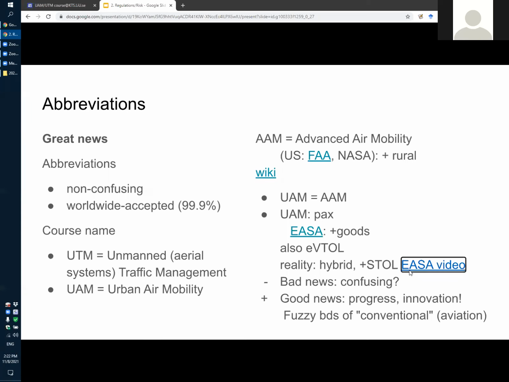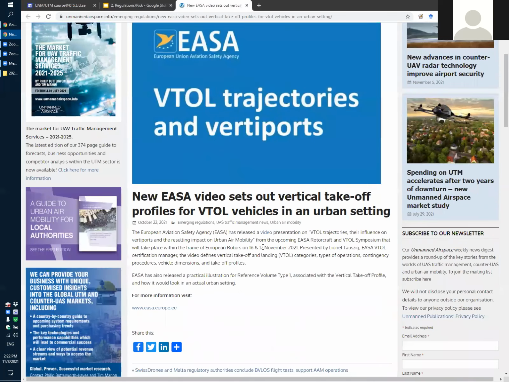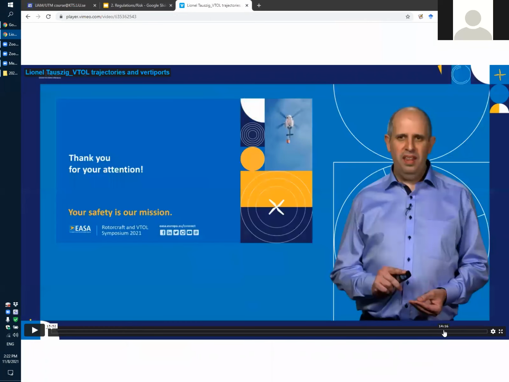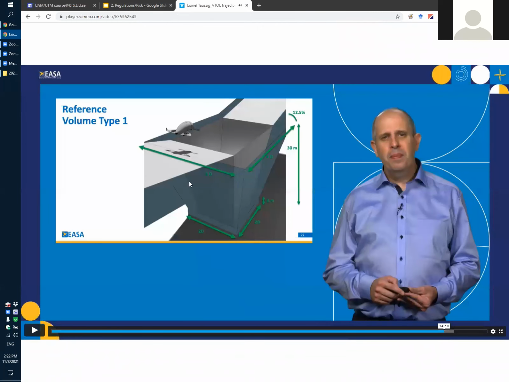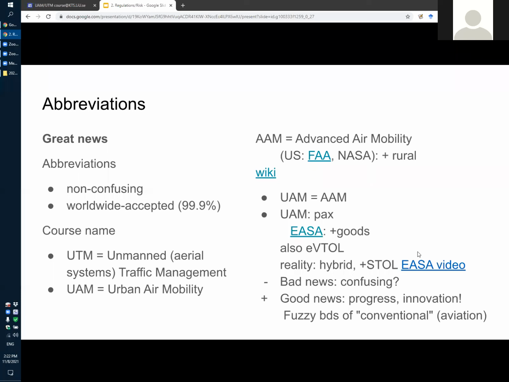And EASA itself produced a video, which I'm not going to show you, but there is a link to it. At the end of this video, they show some envelopes, like this, for the possible vertical profiles of how the aircraft take off and land. Again, no need to watch it unless you're interested. This is just, more or less, about the definitions and terminology.